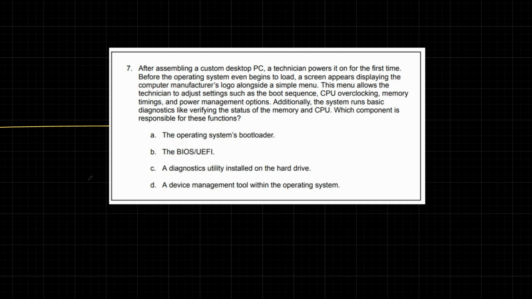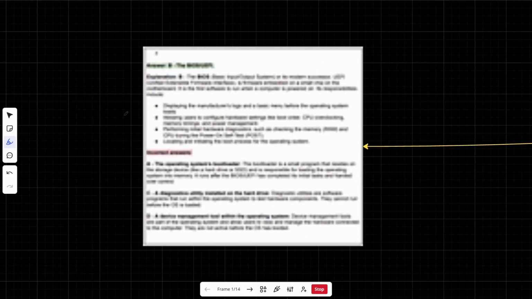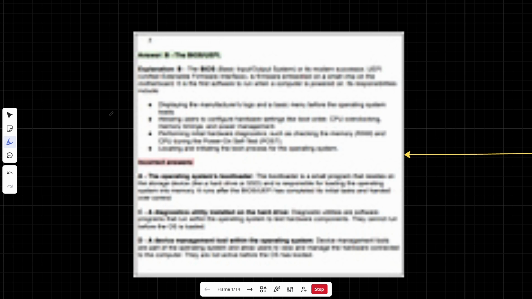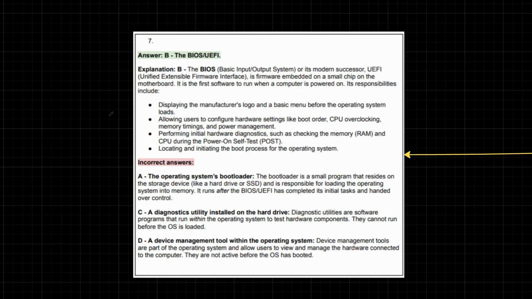Go ahead and take a guess. 3, 2, 1. Let's go. The answer is, oh man, that's slow net today, hey? Here we go.